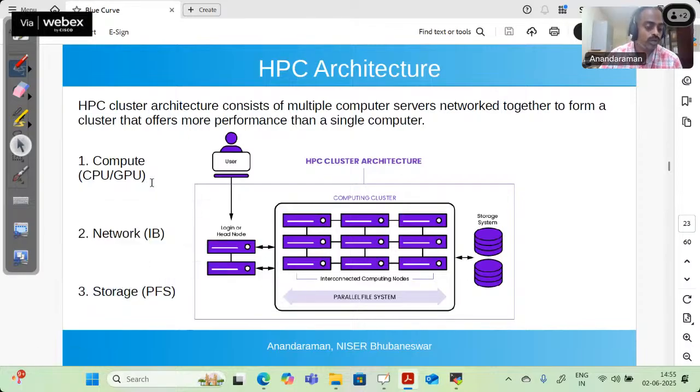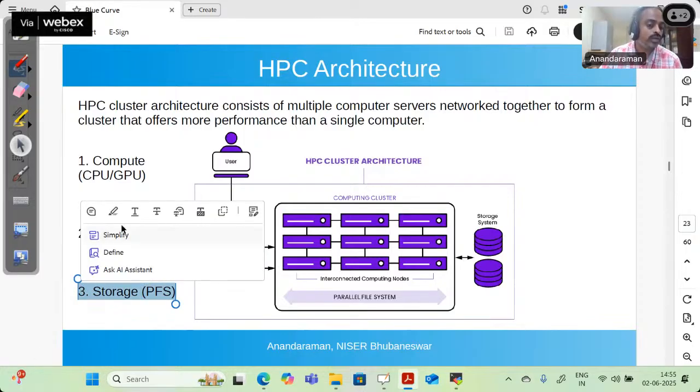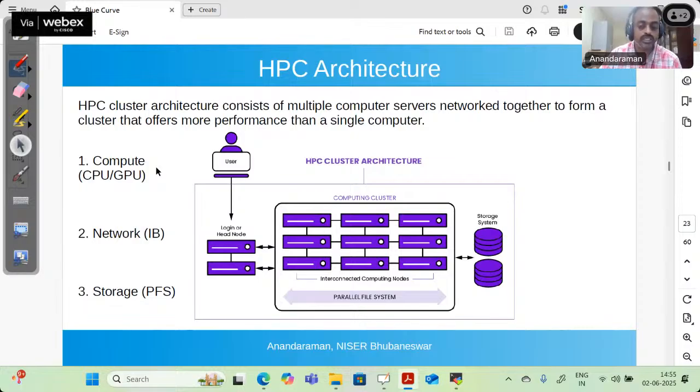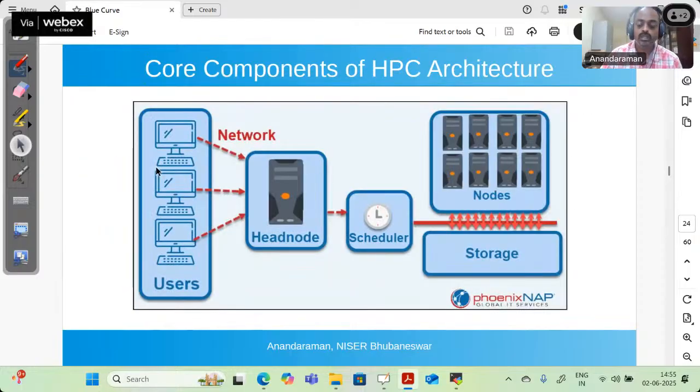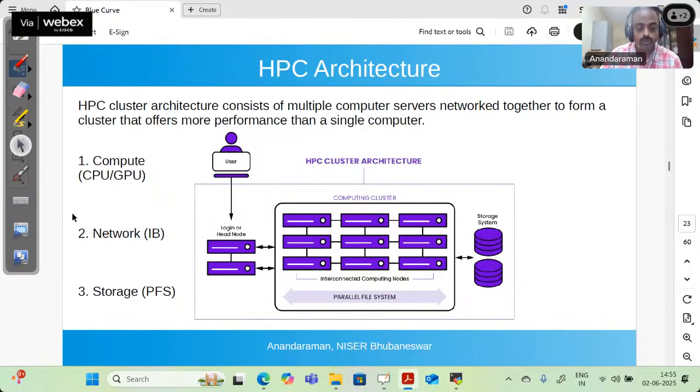Like many of you know Hadoop. Hadoop is a distributed file system. Here we use parallel file systems called Lustre, GPFS, BeeGFS, like that. Many parallel file systems are there. Mostly we are using the Lustre file system. Okay. So I will show you.